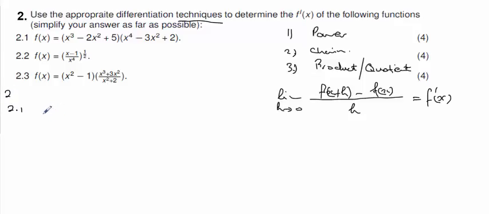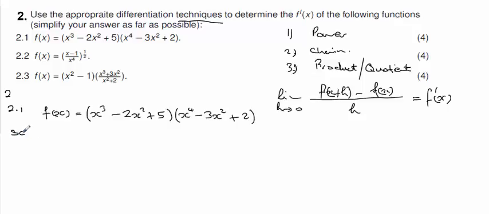The first thing to do, you must copy the exercise which is given in 2.1, which in this case is f of x equals x cubed minus 2x squared plus 5 multiplied by x to the power 4 minus 3x squared plus 2. Then the next thing, you may write "solution" if you want. If you don't want to write solution, it must be clear where you start differentiating.